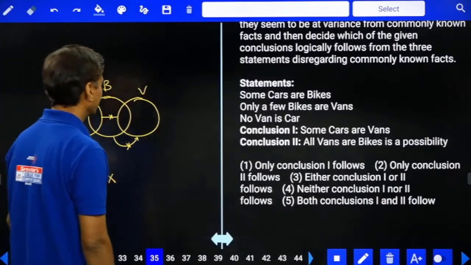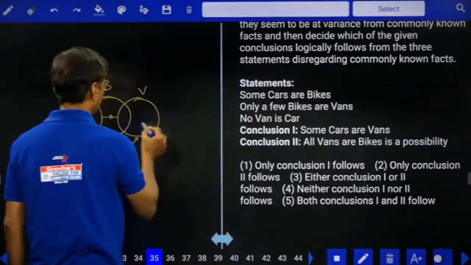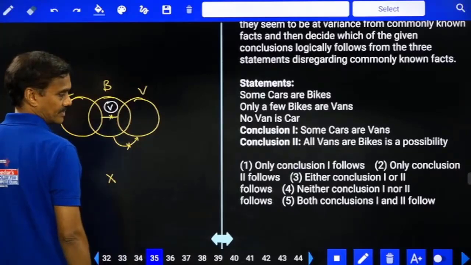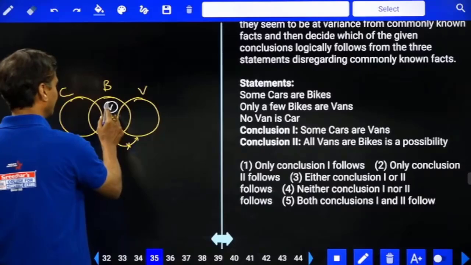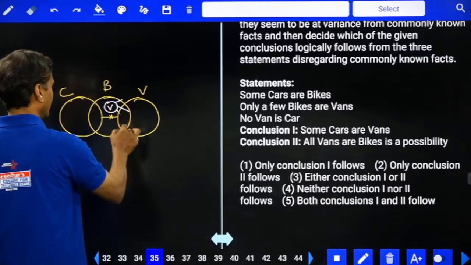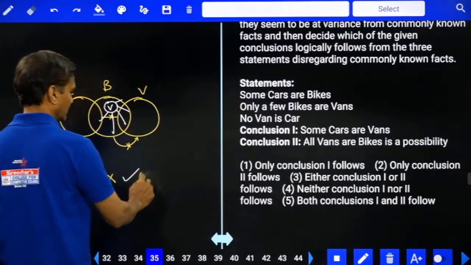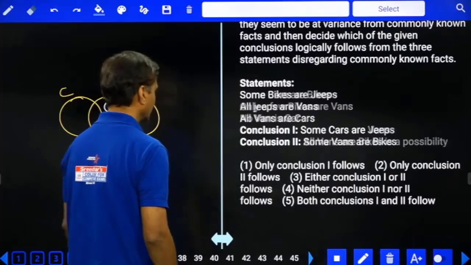And all vans are bikes is possible. Now, is this entire van a part of bike or not? Can I write van like this or not? Yes, it is possible. Entire bike cannot be part of van. Bikes cannot come entirely into van. Vans can all come into bike. Even when it happens like this, all the rest are bikes which are not vans. Hence, the second one is possible. Only two, that is choice 2, question number 35. Then 36.